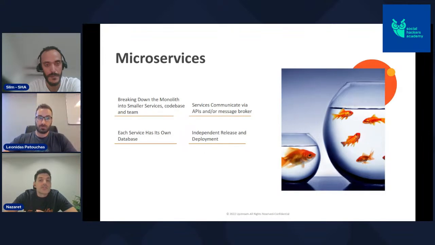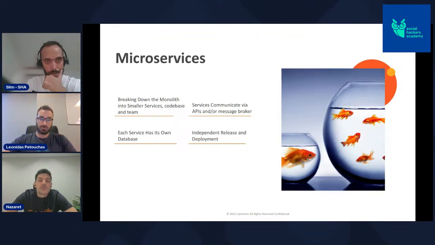Communication: since services are standalone applications, they cannot natively talk to each other, so they need to communicate via APIs, message brokers, or a combination of both. Each service has its own database, and each service can have its own release lifecycle. So it can be developed, released, and deployed independently.